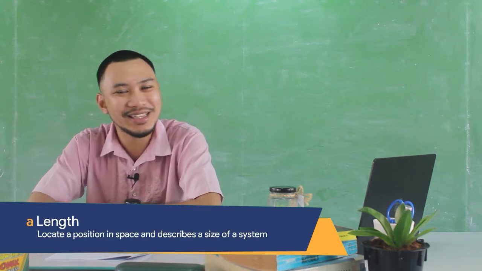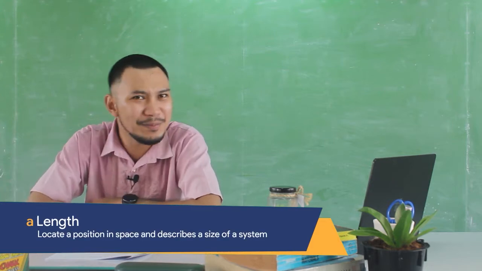Now, what is the length? What is length? How do we define length? Basically, length just actually means the quantity used to locate a position of an object, a point in space. Okay? So, to know the location of a point, you should know its length. Sounds tricky, right? And it also describes the size of a physical system.